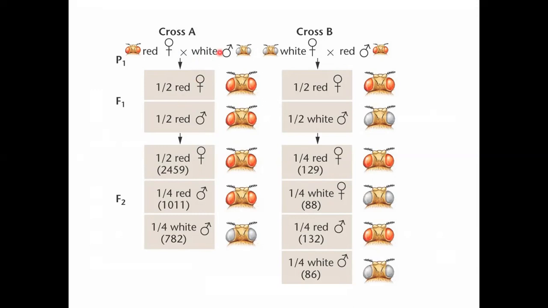Father can only pass the Y chromosome to his son, and the mother passes the X chromosome to her son as well as to her daughter. So that's why the red eye color of the son is due to the X chromosome of the mother.